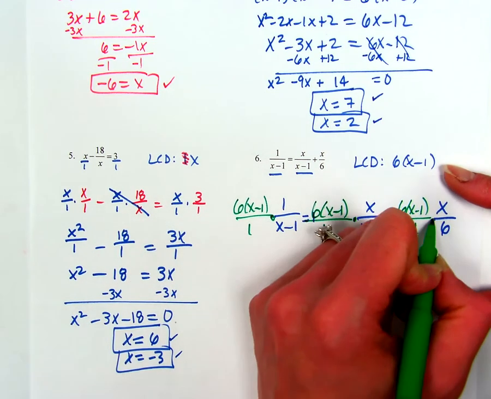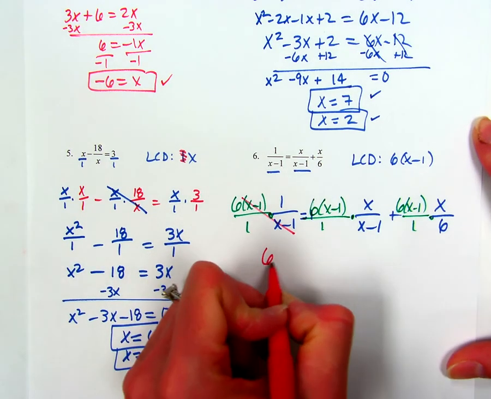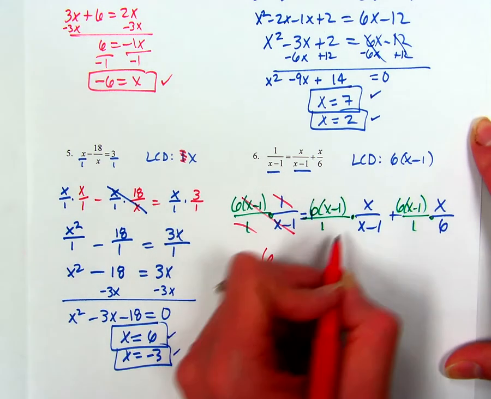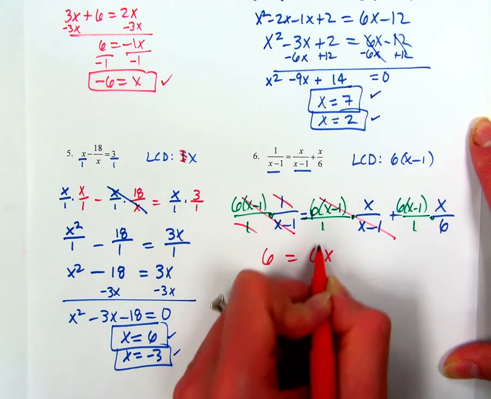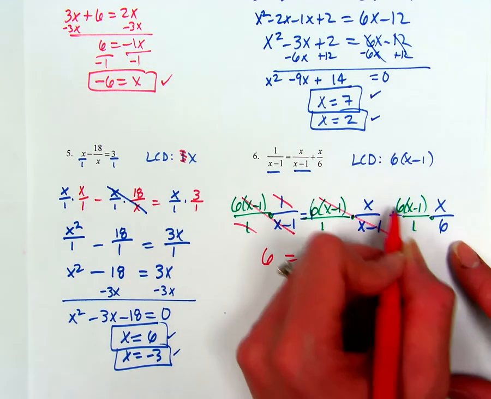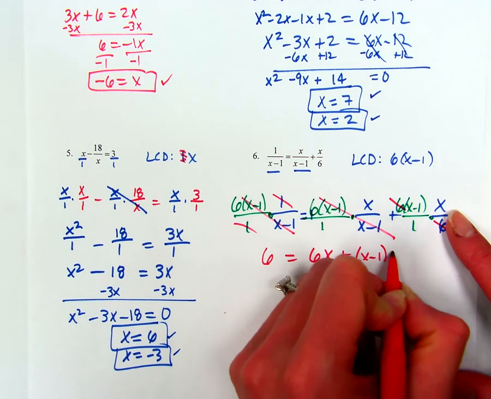All right, so remember, each time you want to find a common factor that cancels. So I'm left with 6. Actually, the 1's cancel too. Here, my (x minus 1)'s cancel. I'm left with 6x over 1, which is just 6x. And here, my 6's cancel. So I'm left with (x minus 1) times x.